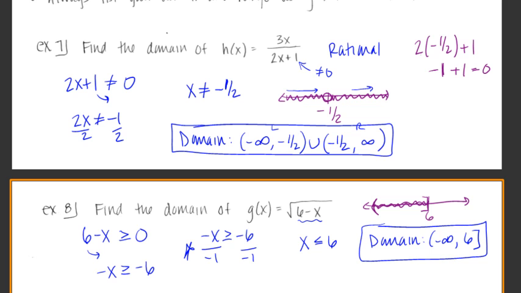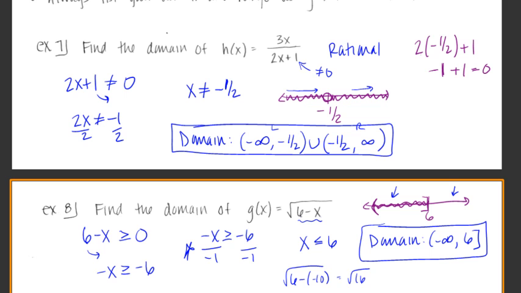And let's just double check. Pick anything in this range. How about 0? Can you take the square root of 6 minus 0? Yep. How about negative 10? What's the square root of 6 minus negative 10? Well, that's the square root of 6 plus 10, which is the square root of 16, which is 4, that works out. But start picking something over here. How about 7? What's 6 minus 7? That's negative 1. And see, that doesn't work, does it?